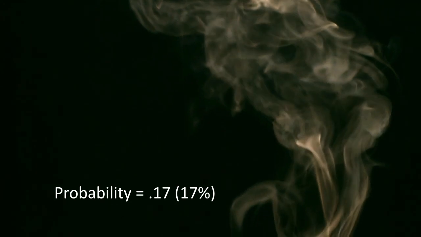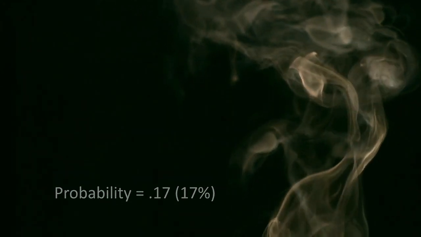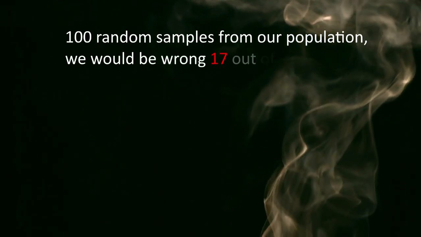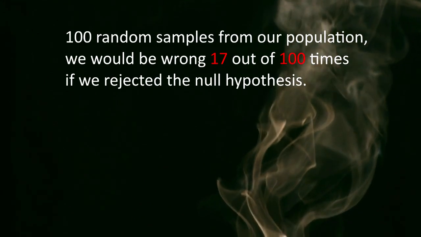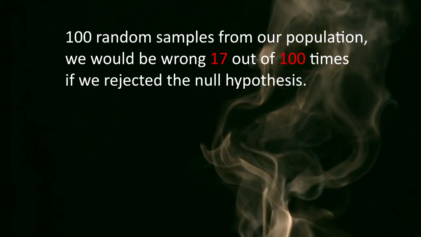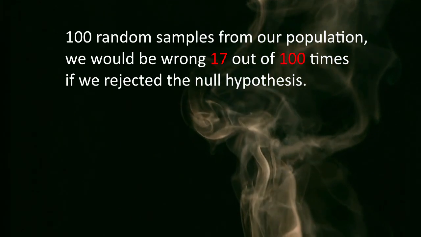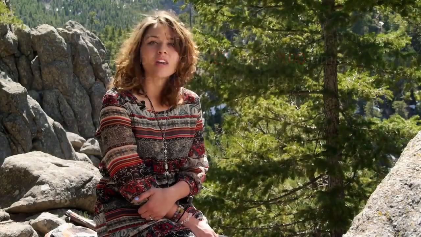The translation of this 17% probability is that if we took 100 random samples from our population, we would be wrong 17 out of 100 times if we rejected the null hypothesis and said that there was a difference in smoking quantity for smokers with and without depression. Now we have to decide whether or not this is something that we feel comfortable about. Do we mind making a mistake and saying that there is a difference in smoking quantity 17 out of 100 times? Does this probability of 0.17 make what we're observing rare enough to make us feel confident about rejecting the null hypothesis?